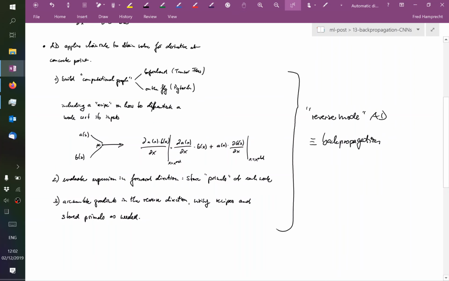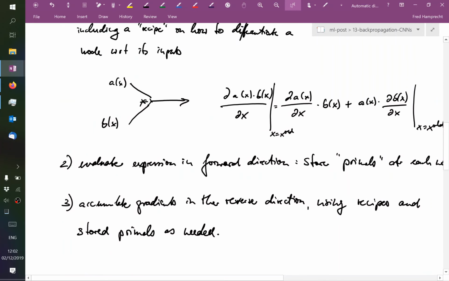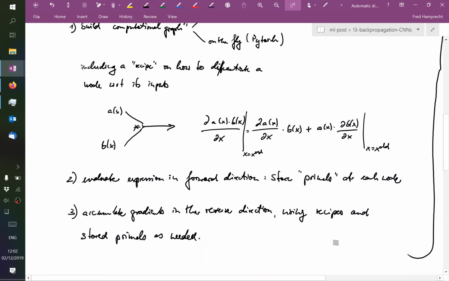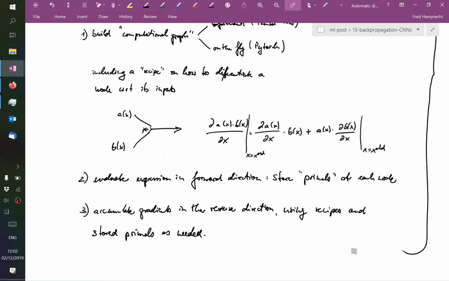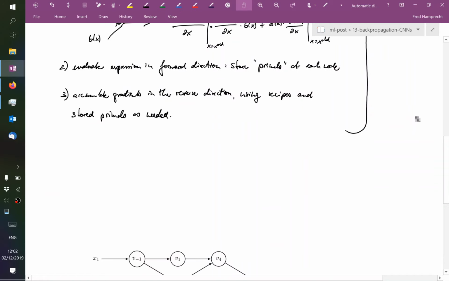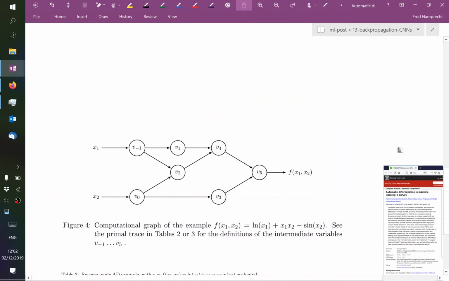Yes? Points 2 and 3 again. Okay, can I read points 2 and 3 again? 2 says evaluate expression in forward direction, store primals at each node. And 3 says accumulate gradients in the reverse direction using recipes and stored primals as needed. Too fast?